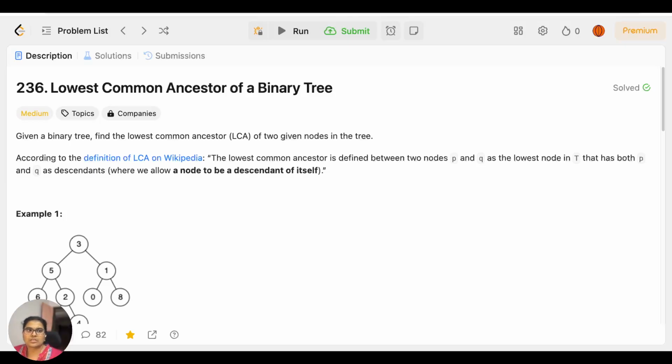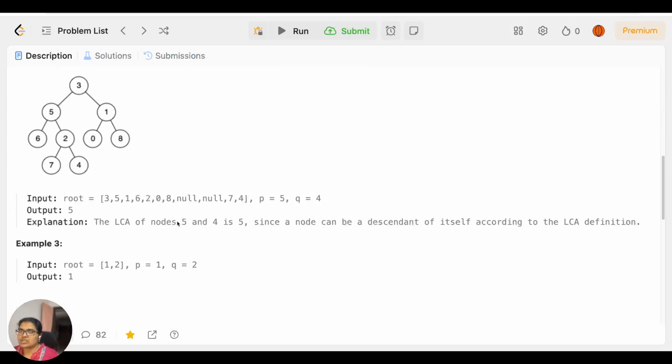Today we are going to solve the lowest common ancestor of a binary tree problem on LeetCode. So let's look at the problem statement first. The problem statement says we are given a binary tree and we have to find the lowest common ancestor of the tree. Okay, so there is some definition given for the lowest common ancestor. We will be given a root of a binary tree and two nodes P and Q. We have to find the lowest common ancestor of it.